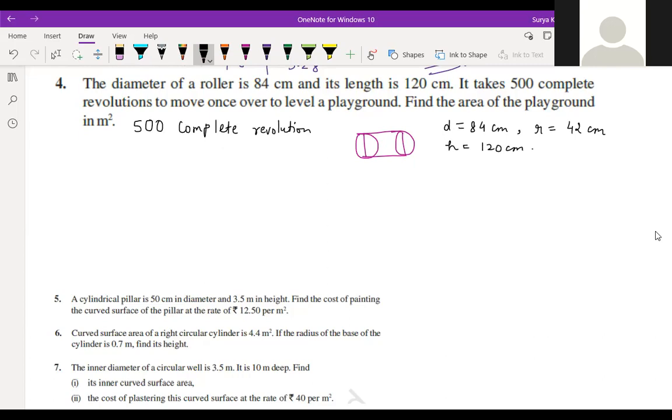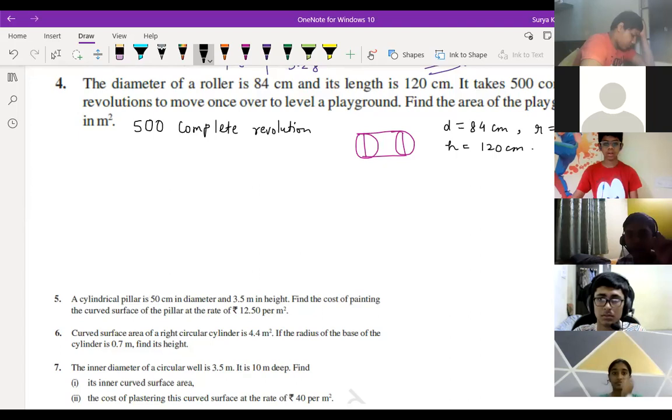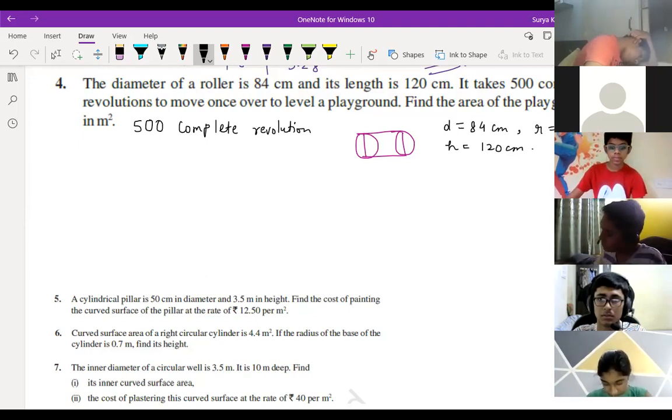What do you mean by one complete revolution? Sir, CSA? Yes. CSA means which part is rolling. Satvik, tell me, which part is rolling over there on the road? Sir, because the ends of the cylinder are connected to the machine, only the CSA, the curved part, is the rolling part. Your round circle part will not roll on the road, right? That curved part only rolls on the road. Correct.